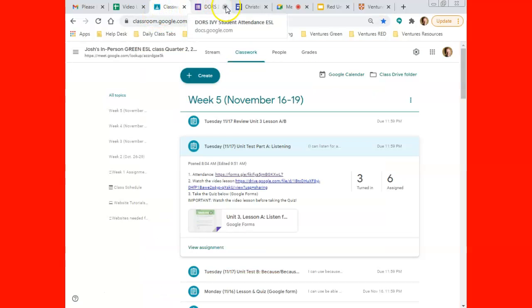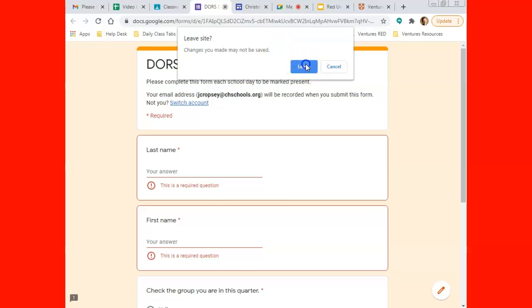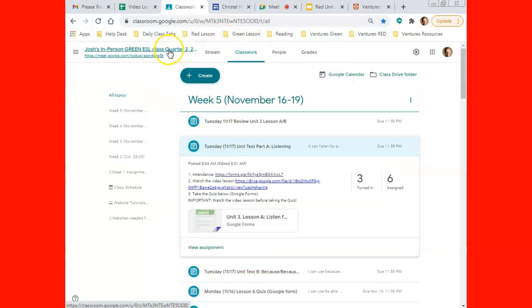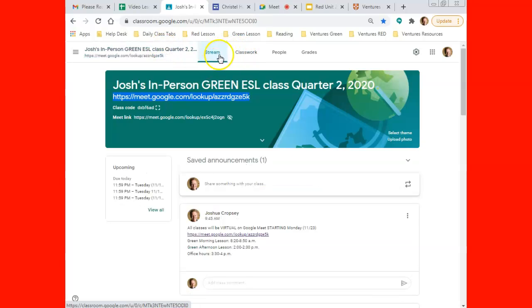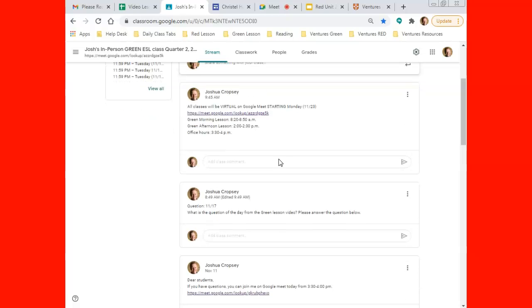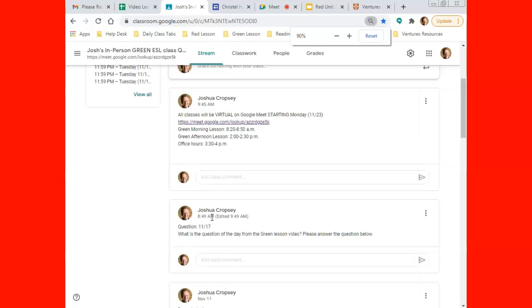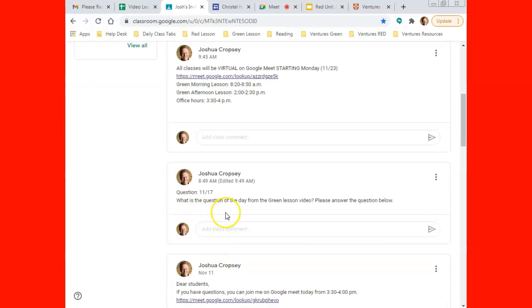The other thing that we're doing that is a little different is in the stream. If you click right here, it takes you back to the stream, okay, right here. In the stream, you're going to notice today I posted a question, okay? It says, let me blow that up a little bit. It says, what is the question of the day from the green lesson video? Please answer the question below. So every day I'm going to write a question on a whiteboard, okay? And in the lesson I'm going to hold it up. Can you see it over there? I'm going to hold it up and I'm going to ask a question.